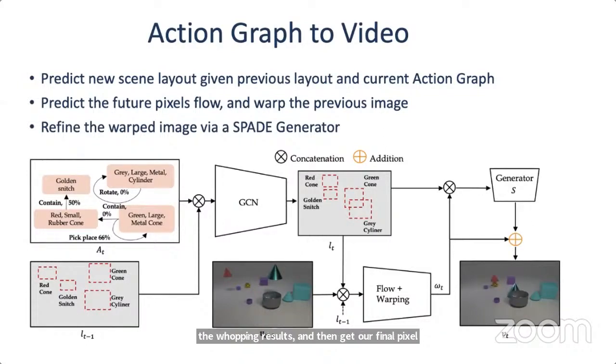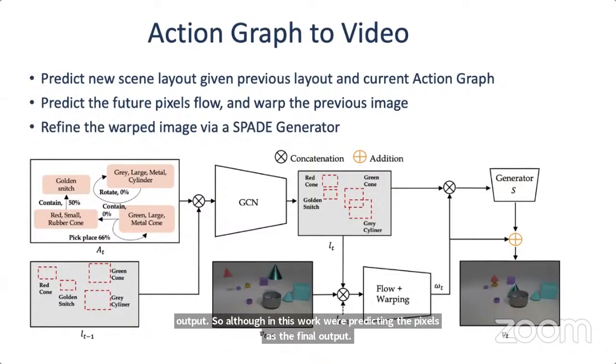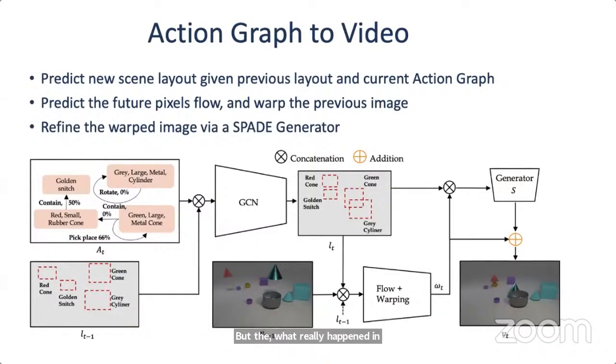Although in this work we are predicting the pixels as the final output, what really happens in between is actually predicting the object boxes and trajectories. The rest of the part is just doing image rendering according to the box results and the location results.